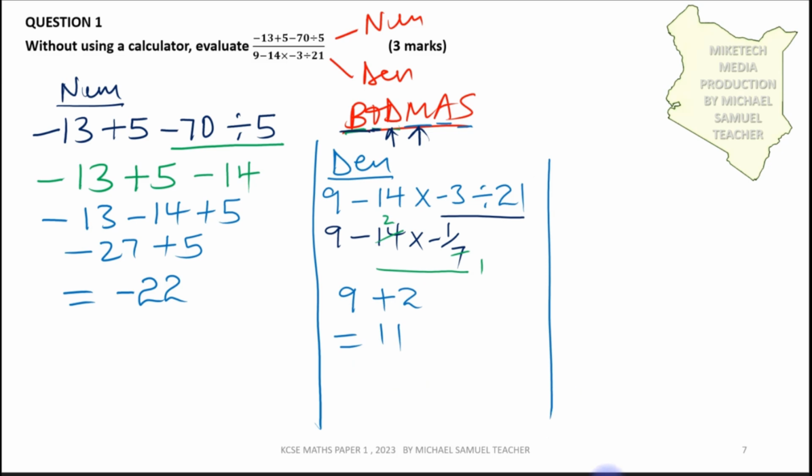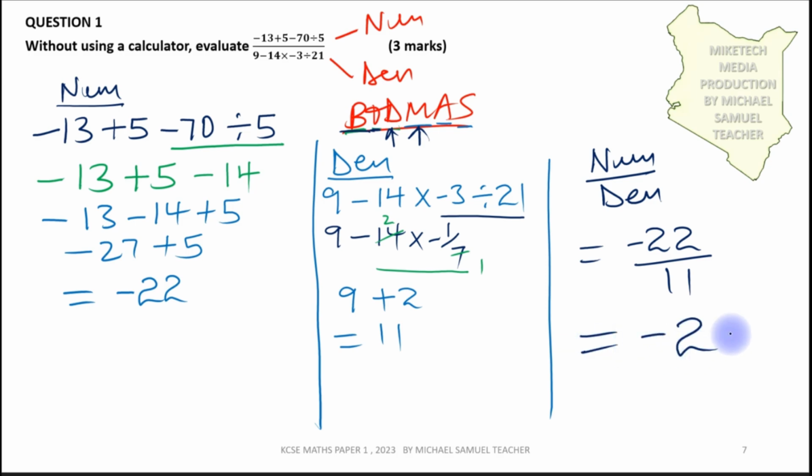The last part we do is we combine the numerator and divide by the denominator. The numerator is minus 22, the denominator is 11. So if we divide we get minus 2. So that is question 1. We move on to question 2.